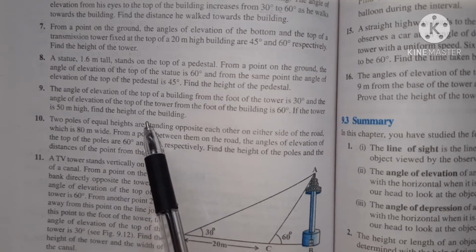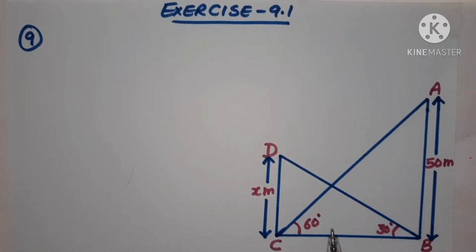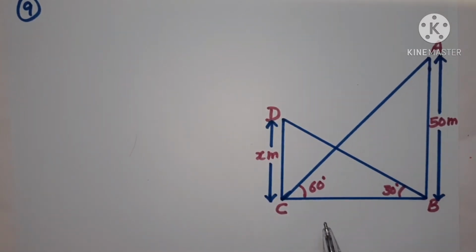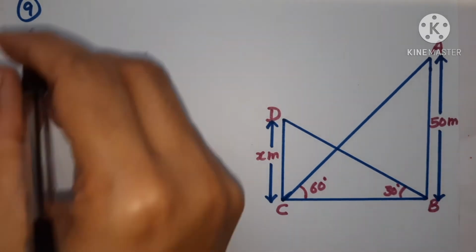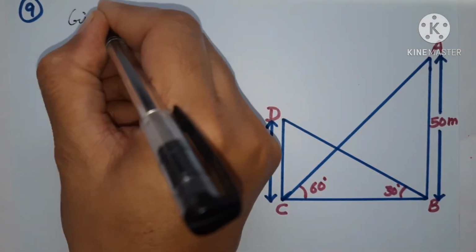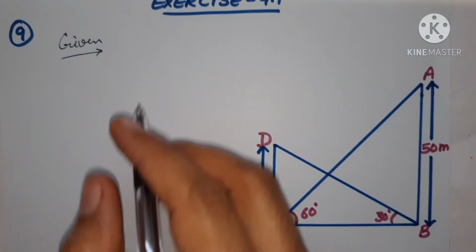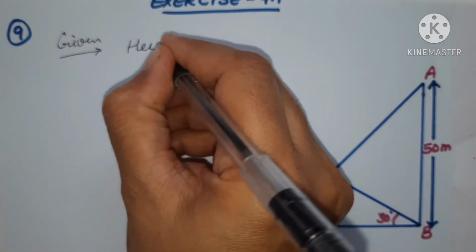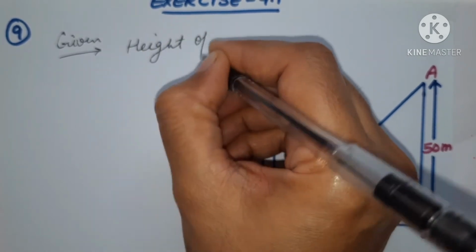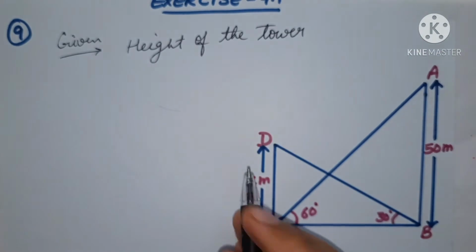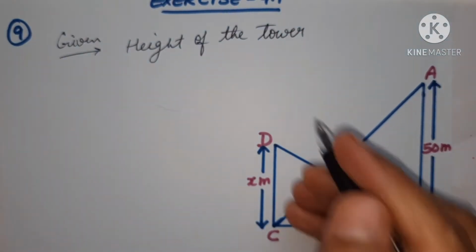So let's draw a diagram. Exercise 9.1, question number 9. This is the diagram of question number 9. In this diagram, AB is the tower. So we will first write the given things in the question. We will write the height of the tower, and the tower is AB in our diagram.